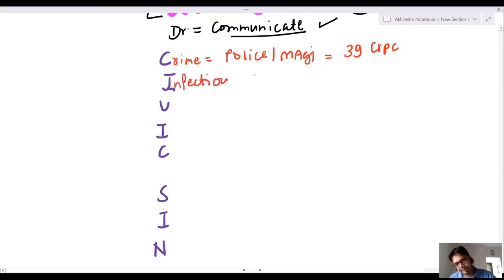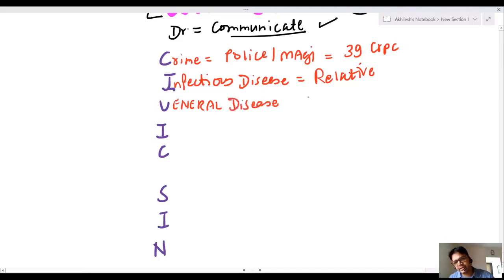Infectious disease. Sir, for any infectious disease in a patient, the doctor informs this to the relative. Venereal disease. Venereal disease is sexually transmitted disease. Sir, any sexually transmitted disease is to be informed to the partner.